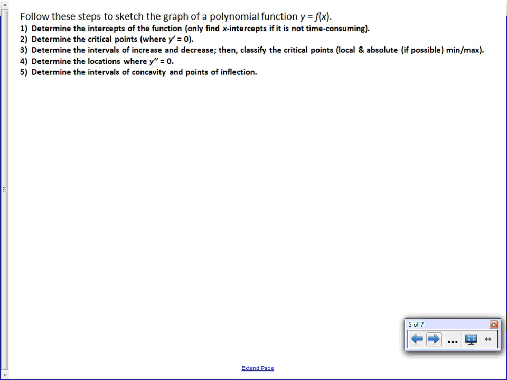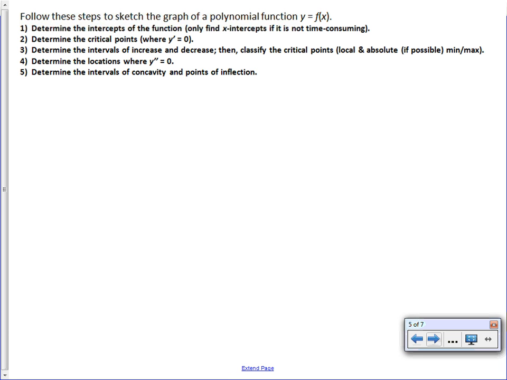So everything else in the list has to do with derivatives, right? So you're finding the first derivative to identify critical points, and then determine intervals of increase and decrease, and then you can classify your critical points, local or absolute if possible, for the min-max. Okay? And then find the locations where the second derivative is 0, and then identify intervals of concavity and points of inflection. So that's the set of steps.